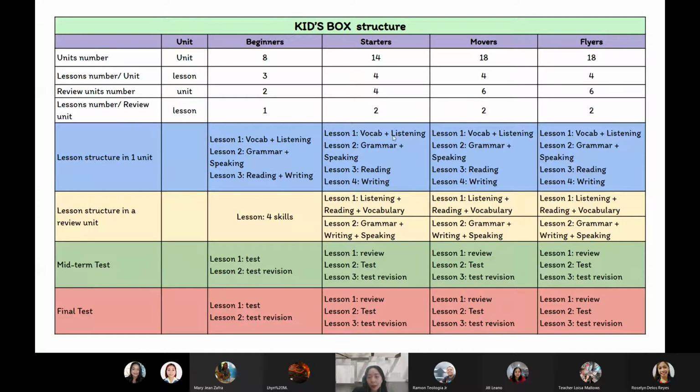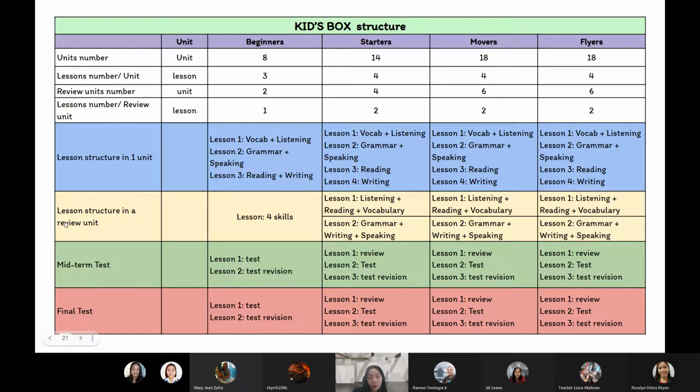For example, lesson 1 is listening, lesson 2 is speaking, lesson 3 is reading, and lesson 4 is writing for starters, movers, and flyers. But beginners have only 3 lessons, and lesson 3 combines the skills reading and writing in one. Because beginners don't have any basic or tradition in English, the lesson structure will be shorter.